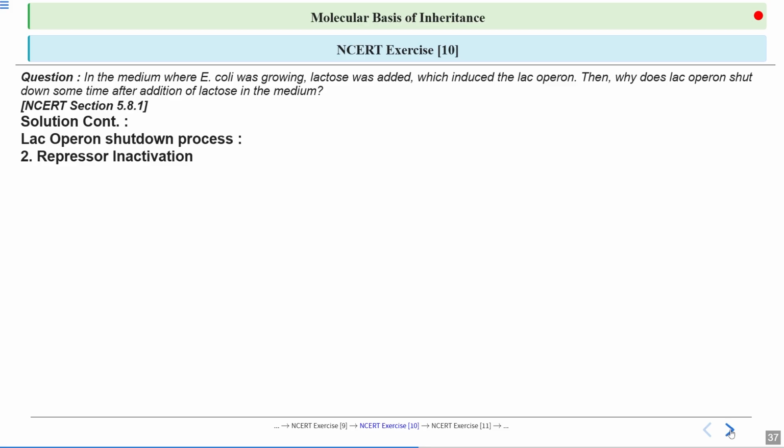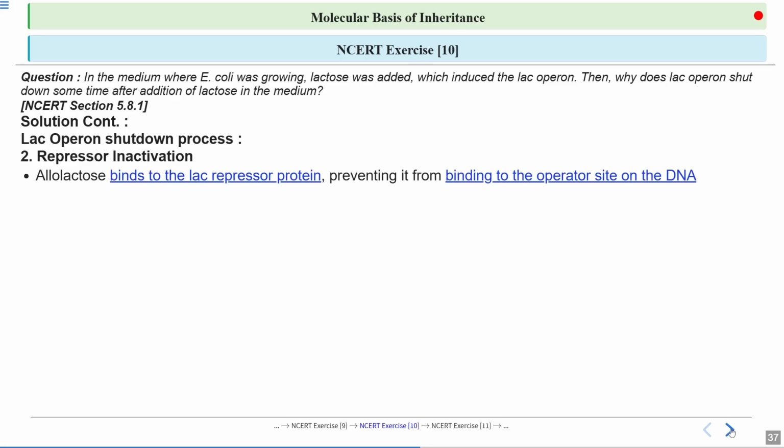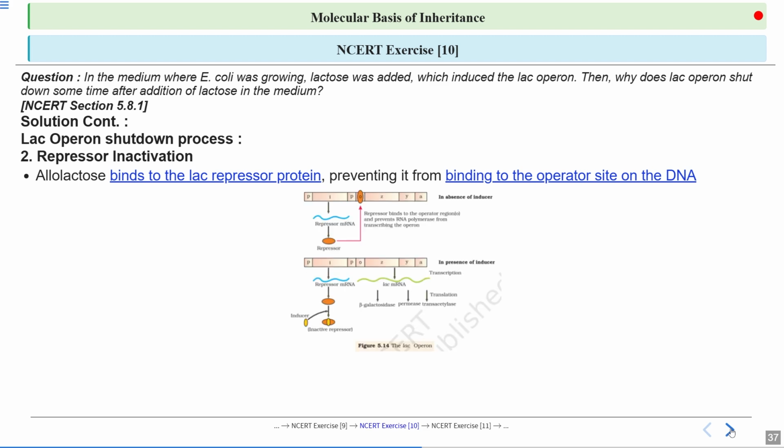As I said, repressor inactivation will happen. Allolactose binds to the lac repressor protein, preventing it from binding to the operator site on the DNA.